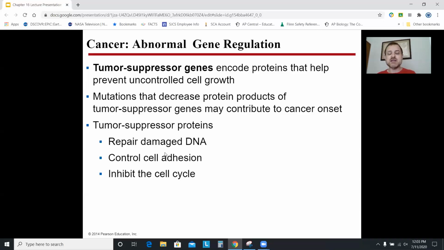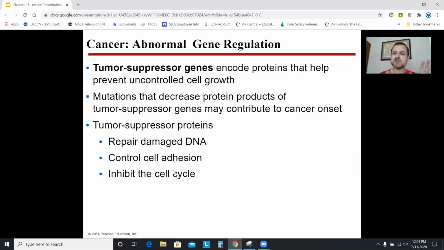These genes might make proteins that repair damaged DNA, which is good. They might control cell adhesion. Remember how we said that cells stick to stuff, but cancer cells don't? So a cancer cell that doesn't stick to its surface or doesn't stick to the organ it belongs to would become a cancer cell that metastasizes. Or they might be making proteins that inhibit the cell cycle.